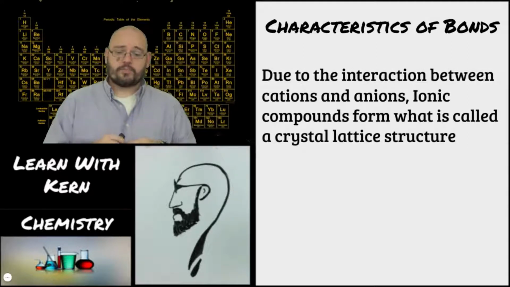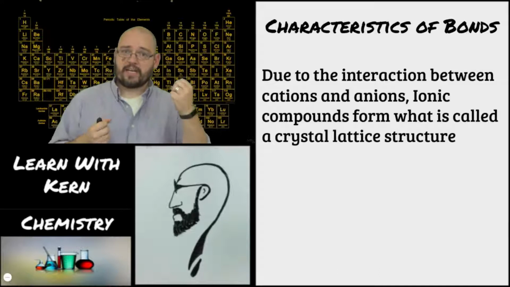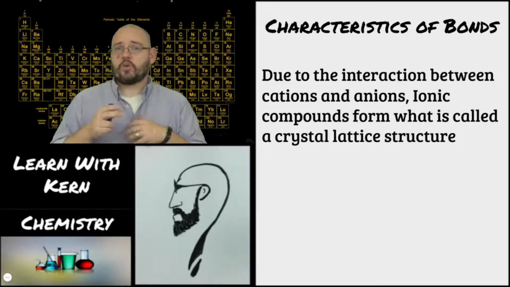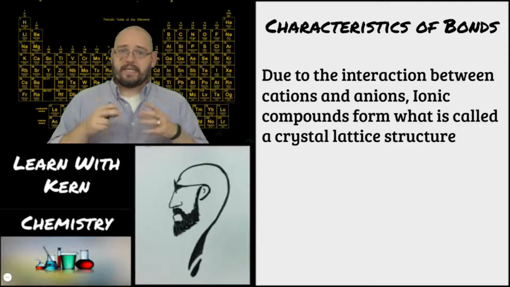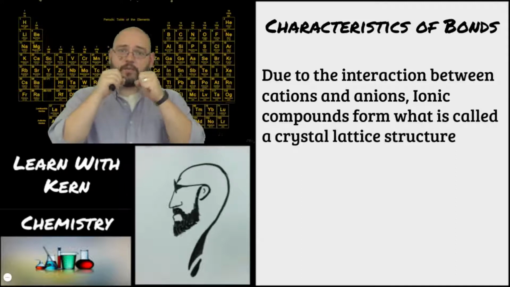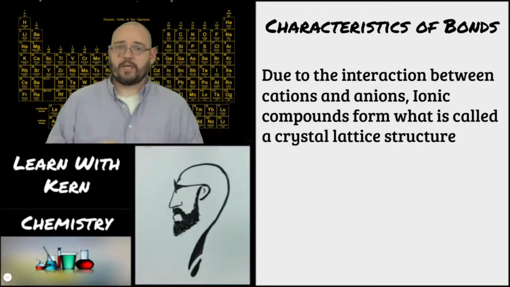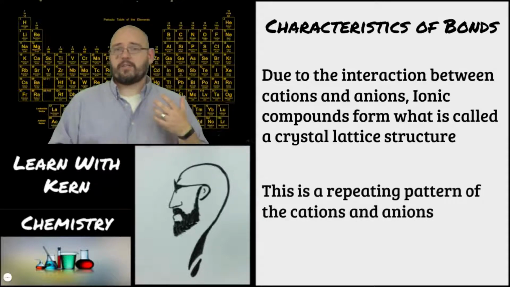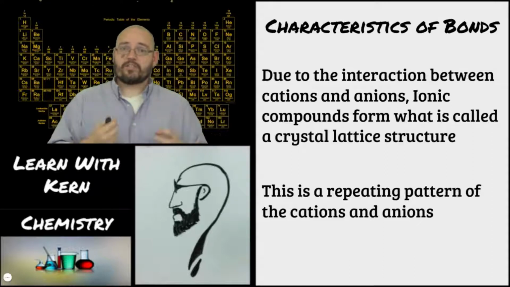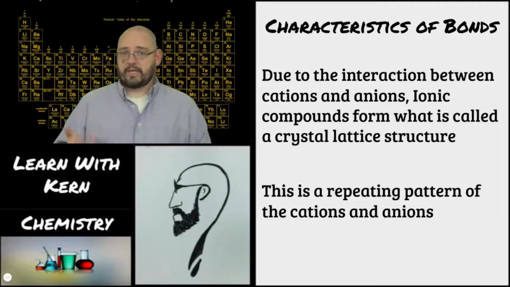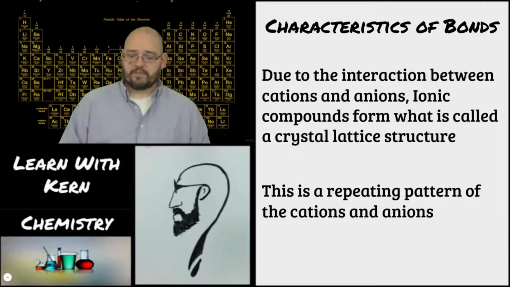The interactions between cations and anions, that positive cation and the negative anion being attracted to each other, is what forms ionic compounds. And it causes them to create what's called a crystal lattice. It's the structure, the arrangement of repeating patterns of the elements within the compound. So you've got your positive and your negative. You've got a repeating pattern of your positive and negative ions as they arrange themselves so that the positive ions are all surrounded by negatives, and the negative ions are all surrounded by positive ions.